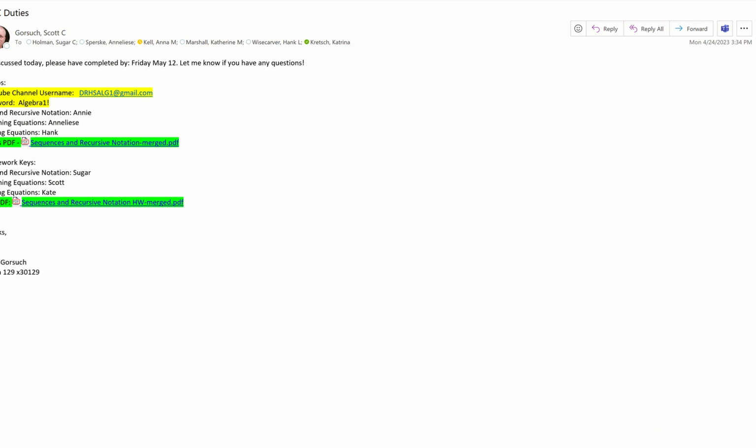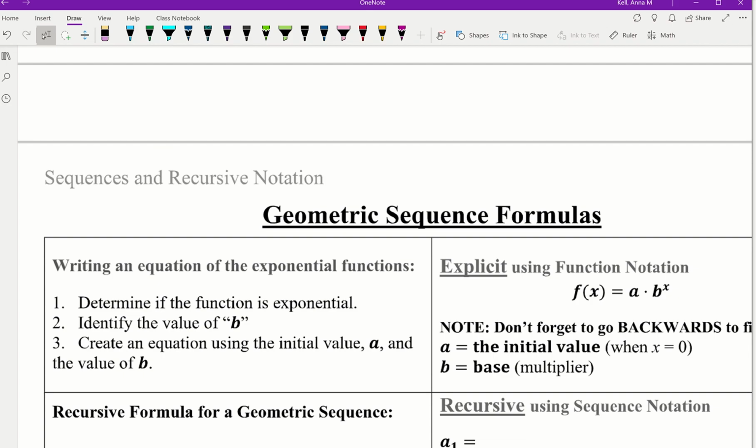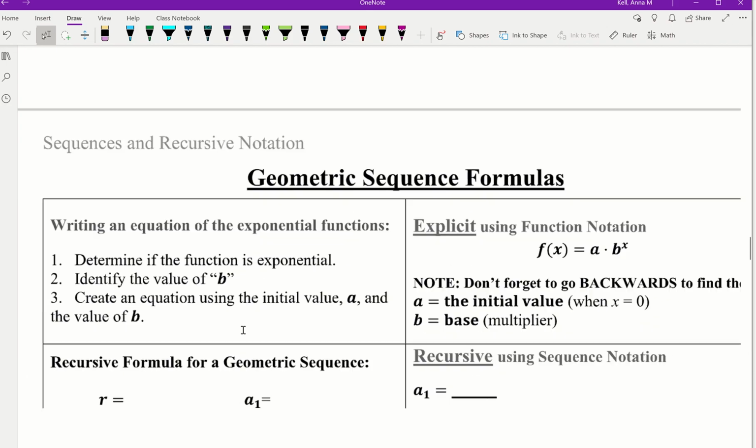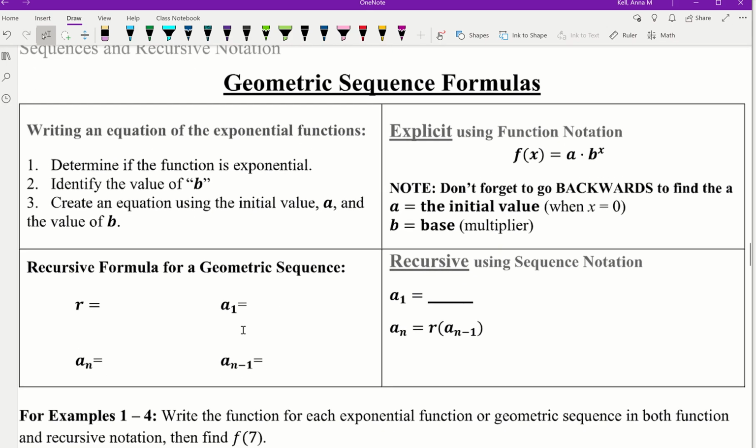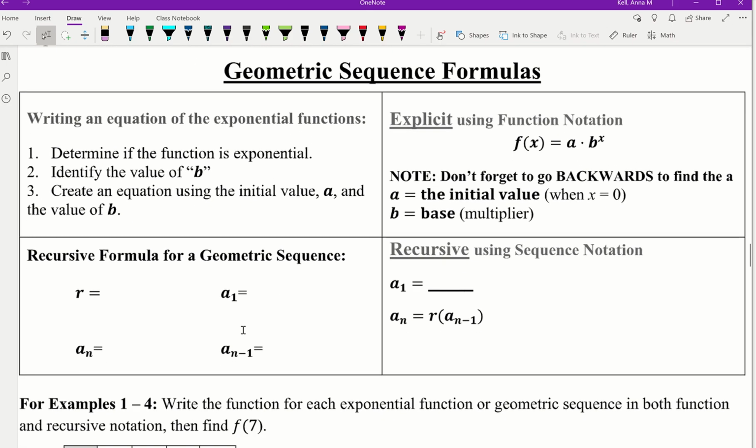Sequence and recursive notation. Okay, so let's go ahead and look at it for the geometric sequences. Here's going to be the pattern. We're going to look and see what our pattern is. If it's not the same adding every time versus multiplying, then this is going to be a geometric sequence and is going to be written like an exponential function.